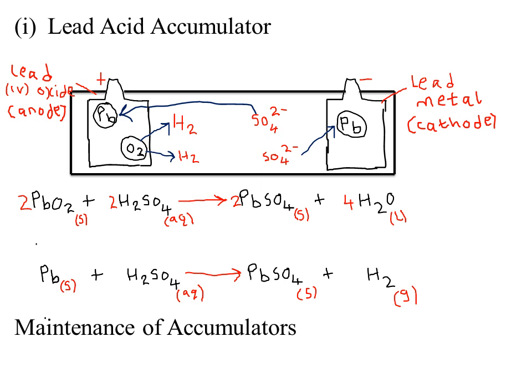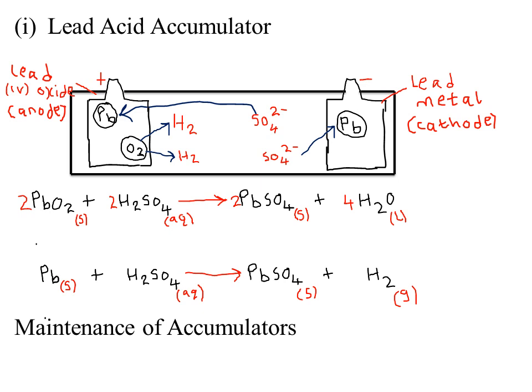So we are saying that the second way of maintaining accumulators is that the accumulator should be charged when the EMF of the cell drops below 1.8 volts and when the relative density of the acid falls below 1.12. Then we are saying that the relative density of the acid is measured using a hydrometer.